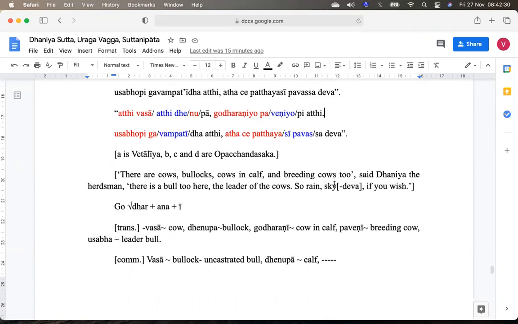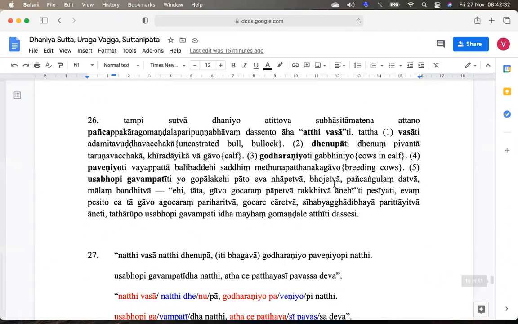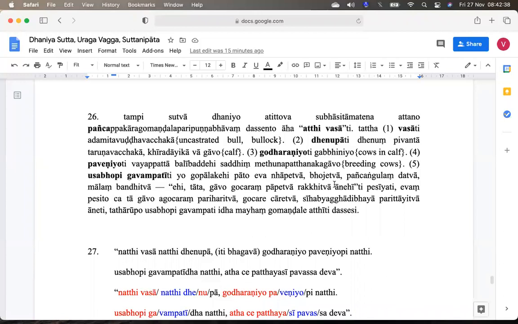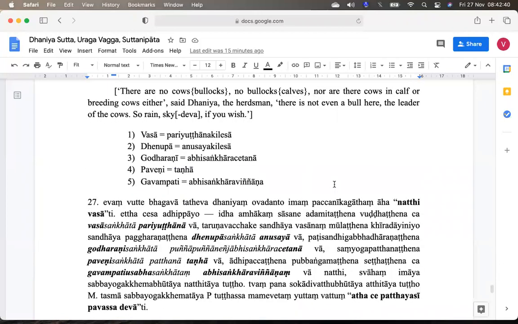But in the idea of the Buddha, no Priyotana Kilesa of the Wasa, no Anusaya Kilesa of the Denuba, and no Abhisankhara Cetana of the Godarani, no Tanha of the Baweni, and no Abhisankhara Vipaka of the Kawambati. So in this way we find.